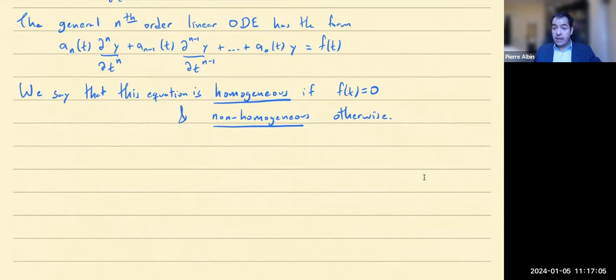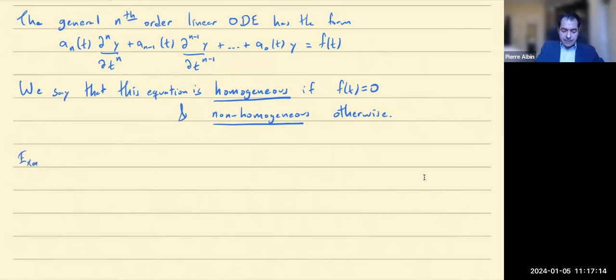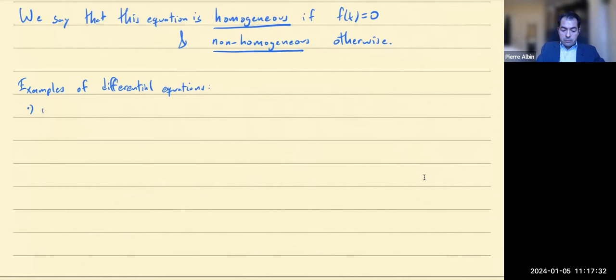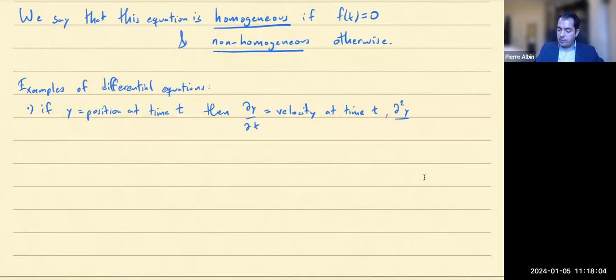Okay, so that's as far as we want to go in classifying differential equations for the moment. Let's talk about some examples. Well, for a first example, if y represents, say, the position at time t, then, of course, dy dt represents the velocity at time t. And the second derivative of y with respect to t, the acceleration.